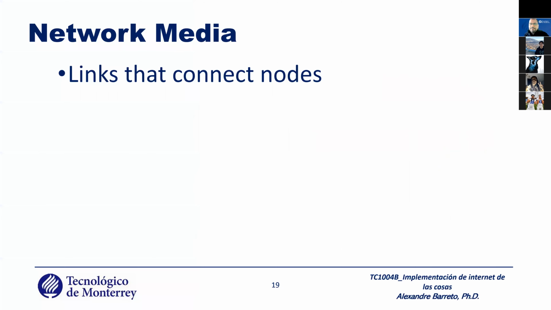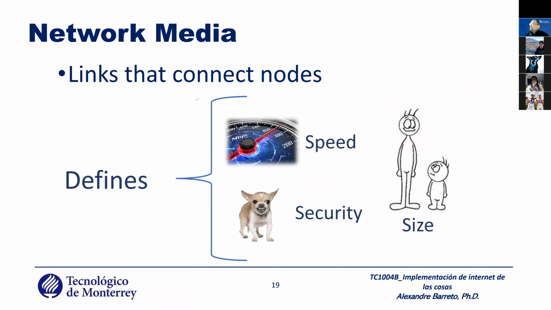So, network media. You have different types of media to connect nodes. The network media define, for example, if you use fiber or cable or wires. What will the media define? It defines the speed of the network, the security, and the size of the network. For example, if you use coaxial cable, the size is very small, the security is good, but the speed is very low. If you use fiber, your speed is very high, the security is very high, and the size is very high. The type of media will define these three attributes of the network.